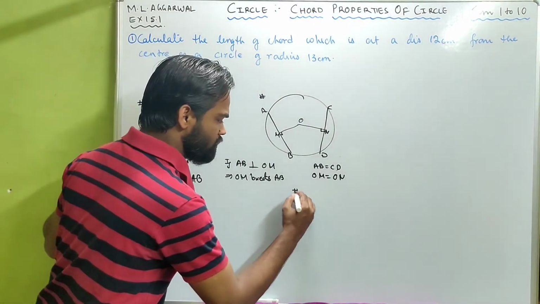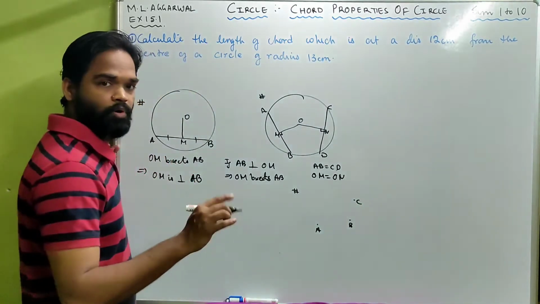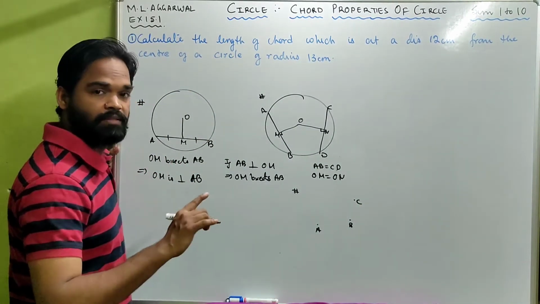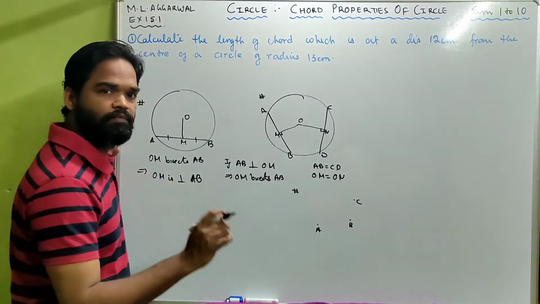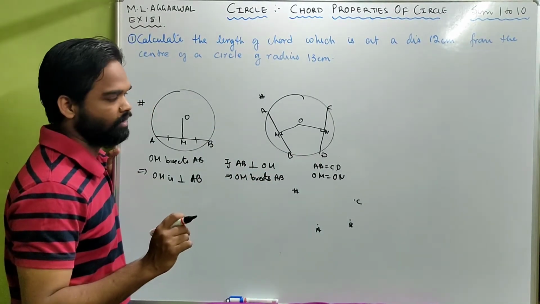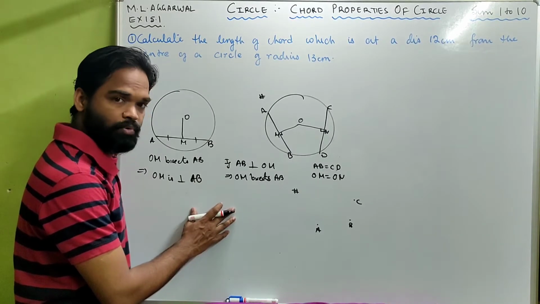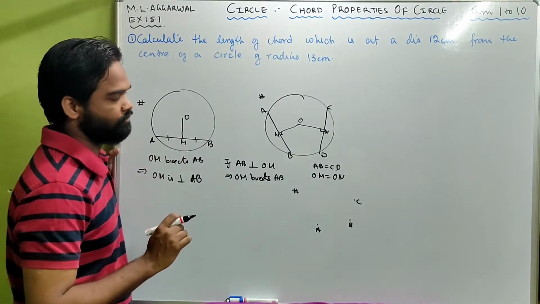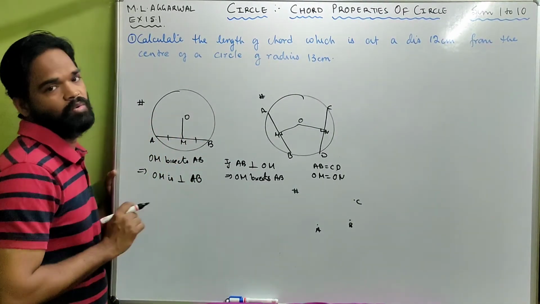And the third one was, suppose we have A, B, C, three non-collinear points which are not lying in the same straight line, then we can draw only one circle which passes through these three points. You can get the detail of this theorem as well as the proof in the video. Okay, let us look at the first sum from exercise 15.1.